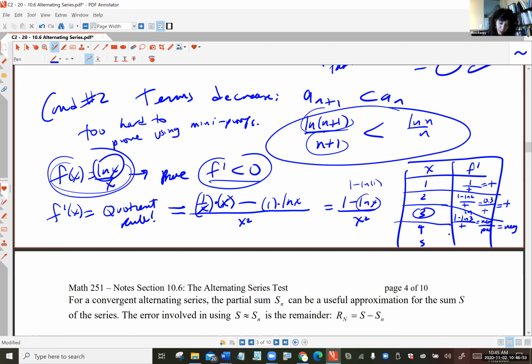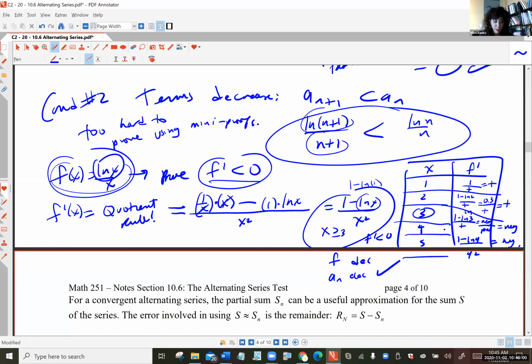And the same is going to happen when you plug in 4 and 5 and everything else. You're going to get 1 minus, for example, ln 4 over 4 squared. That's going to be a negative over a positive, which is going to be negative. So from then on out, as long as x is greater than or equal to 3, f prime is always going to be something negative, and that proves f is decreasing, which proves that my term a sub n is also decreasing. Boom! Condition 2 is met, and the series converges by the alternating series test, AST for short, and I'm done with this problem.